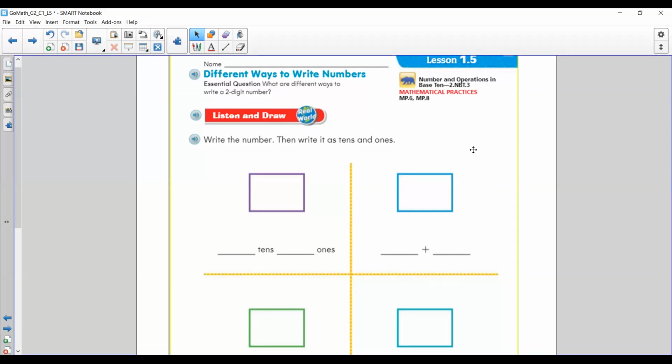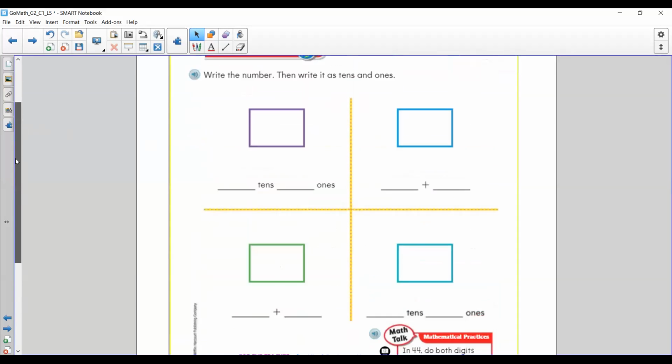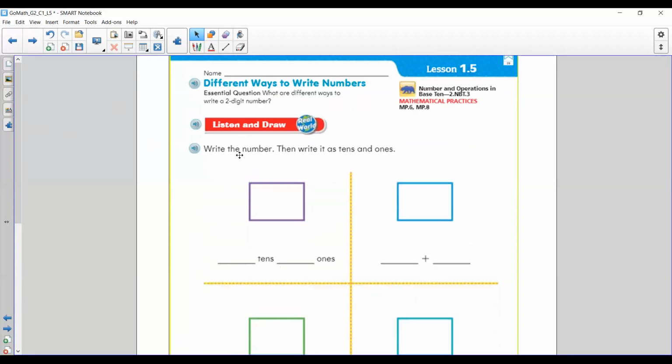Okay, going back to our lesson page, and just so you know, this is lesson 1.5, and it is on page 29. Okay, and we are going to find different ways to write a 2-digit number. So for our first problem, we have Taryn. Taryn counted 53 books on a table. That's a lot of books to count. So how can we show 53 in tens and ones?